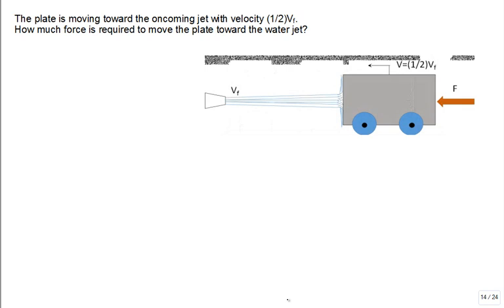Okay, we build slowly. We increase the complexity of the problem. So here is the change: the jet is issuing at the same velocity, at the same mass flow rate coming out of the end of the nozzle, but the cart is moving with a speed toward the nozzle.